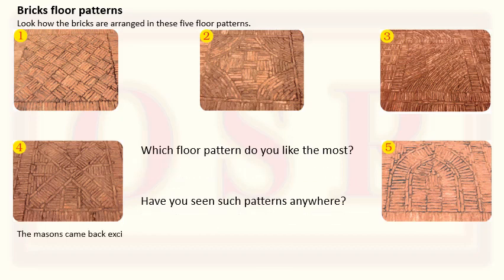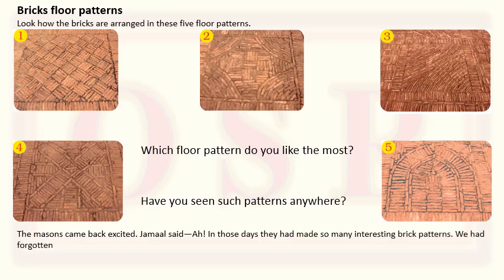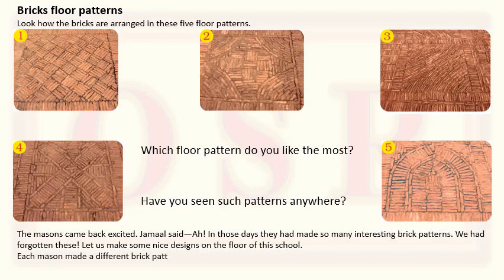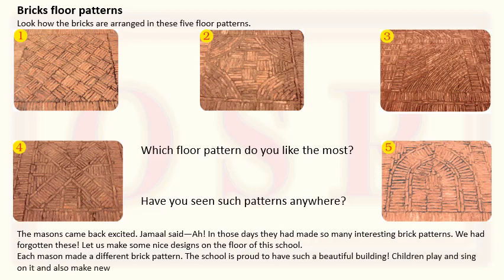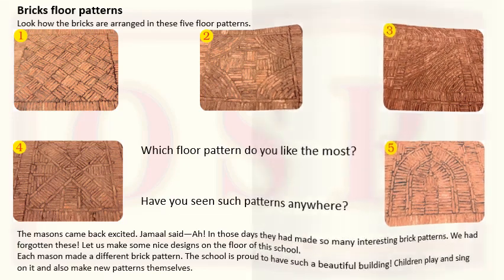The masons came back excited. Jamal said, "Ah, in those days they had made so many interesting brick patterns. We had forgotten these. Let us make some nice designs on the floor of this school." Each mason made a different brick pattern. The school is proud to have such a beautiful building. Children play and sing on it and also make new patterns themselves.